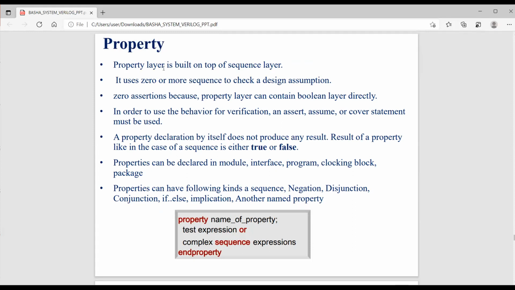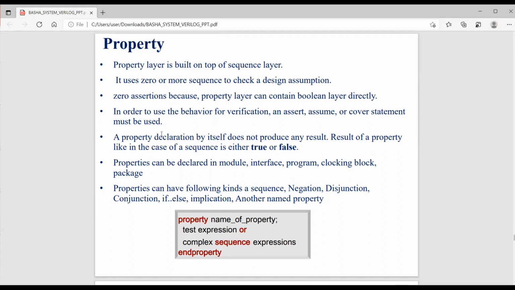Now we have come to the third layer in our assertions, the property. Our first layer is the Boolean layer, our second layer is the sequence layer, and our third layer is the property layer. The property layer is built on top of the sequence layer. Sequences are the building blocks for properties. It can use zero or more sequences to check a design assumption, any number of sequences. Because the property layer can contain the Boolean layer directly, it can also contain the Boolean layer.